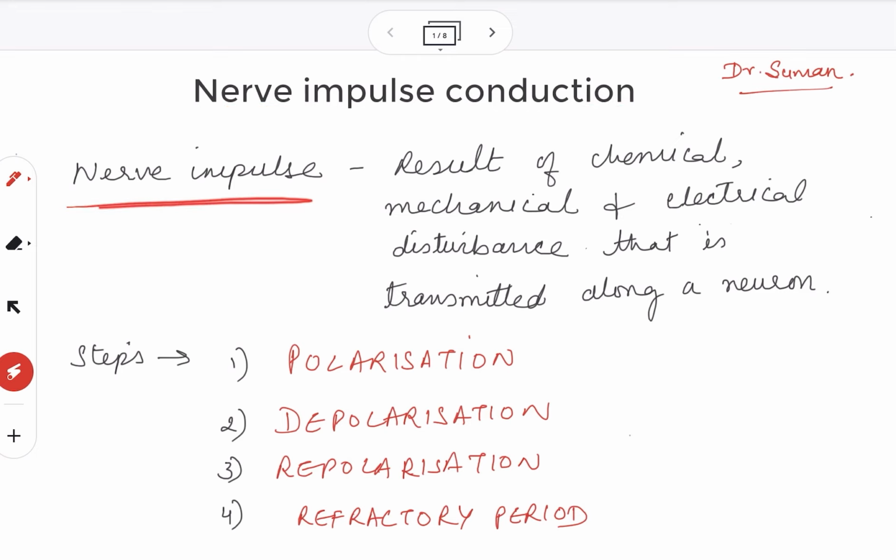So, what is a nerve impulse? It is a result of chemical, mechanical, and electrical disturbance that is transmitted along a neuron. The four stages are polarization, depolarization, repolarization, and a very short refractory period.